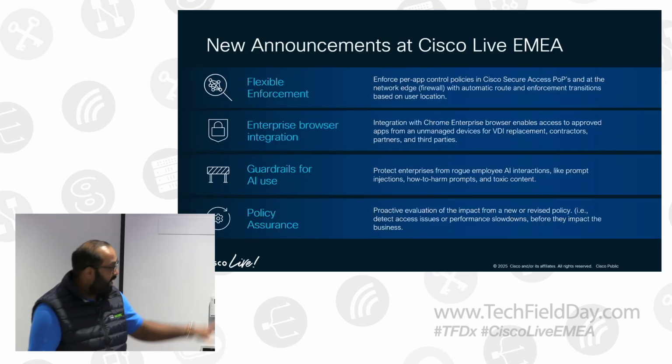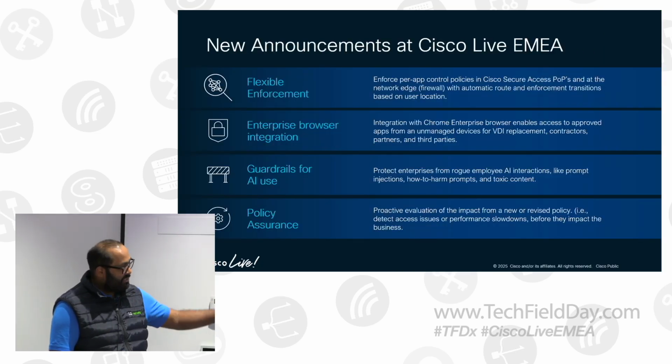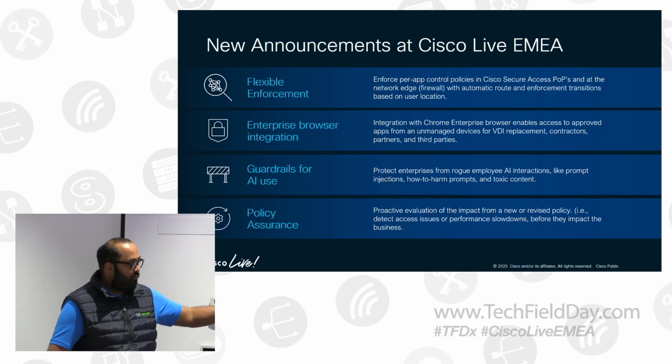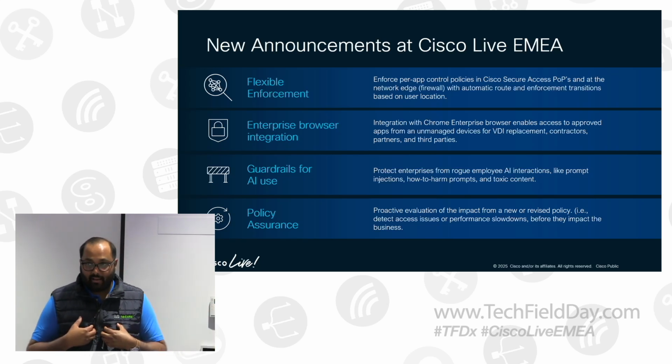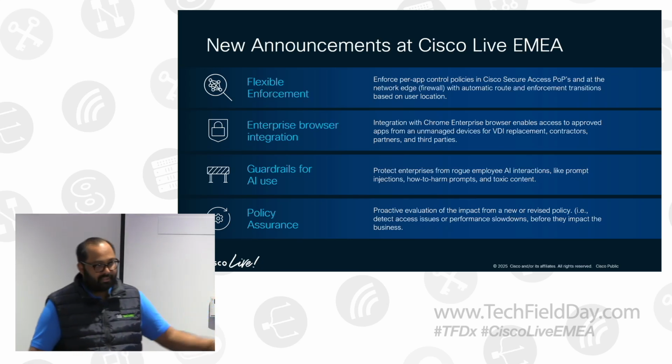That was really it. We have some great announcements at Cisco Live EMEA that we've been talking about. I talked about enterprise browser, some of the flexible enforcement that we're using. We went through a little bit of the guardrails as well, and then some of the ways we're leveraging our own AI, not just generative AI, but our own AI models for policy assurance, verifying policy overlap, things like that. Okay.